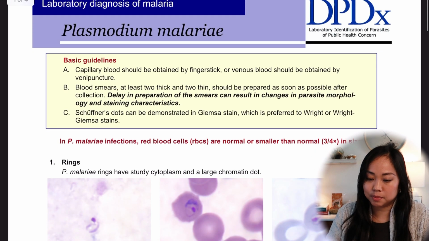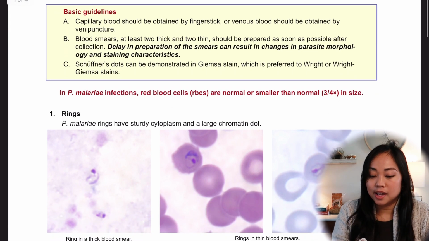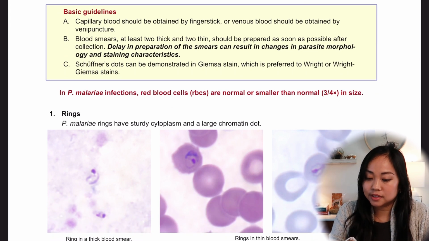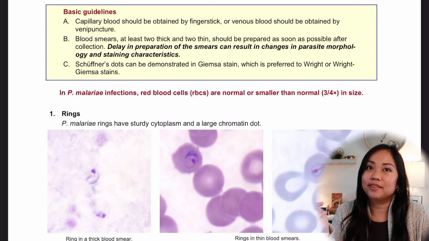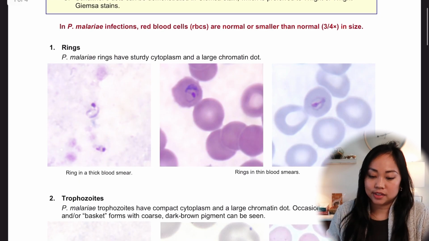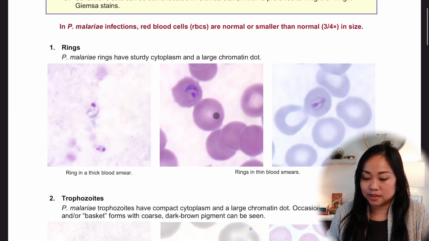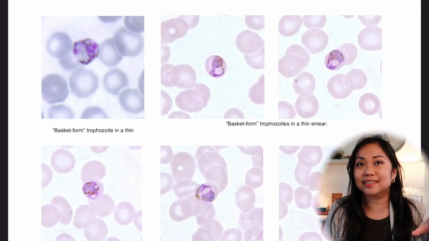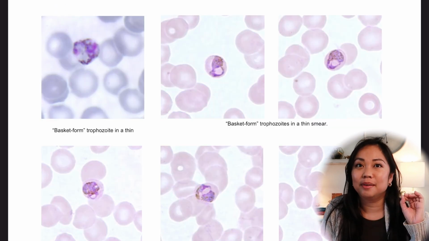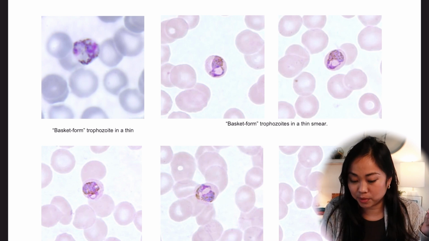The last one is Plasmodium malariae. Plasmodium malariae infections in red blood cells are normal or smaller than normal in size. So this one is going the opposite way from vivax and ovale, as you can see right here. This one's smaller than this one, and this one's smaller than this one. So normal RBCs, infected RBCs. Okay, and the same as P. vivax and ovale, it doesn't have the banana form of Plasmodium.